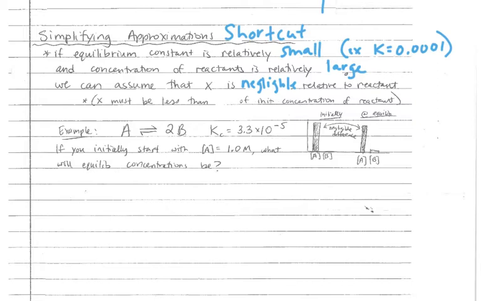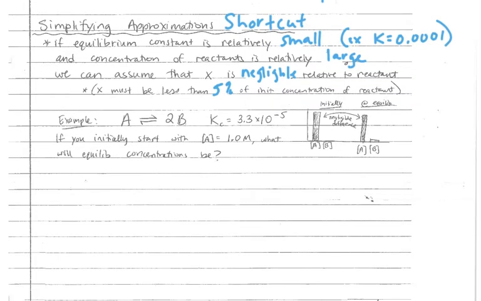All right. So in order for X to be considered negligible, it must be less than 5% of the initial concentration of the reactant. All right, so that might be confusing as an explanation. Let's go through an example problem.